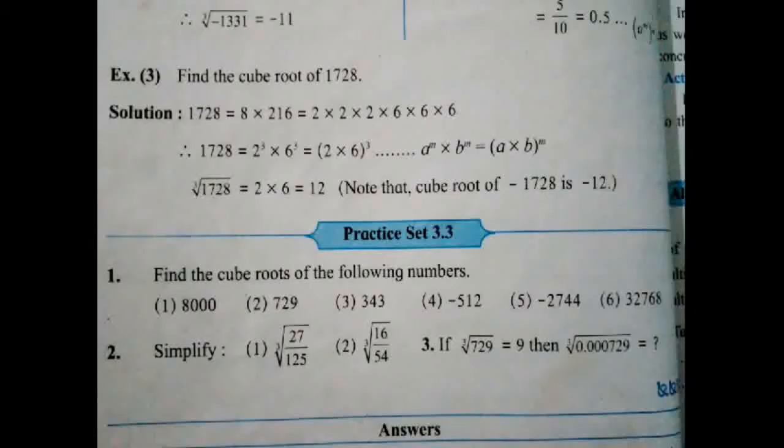Let us begin practice set 3.3 on textbook page number 18. Find the cube roots of the following numbers. First one, 8000. If you want to find the cube root, use the prime factor division method. Draw the vertical and horizontal line and write the number 8000.